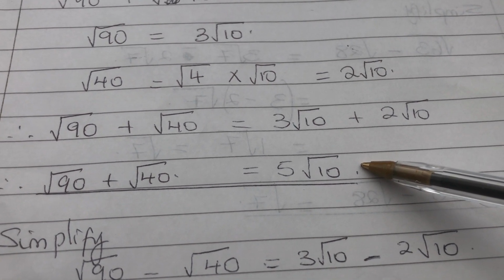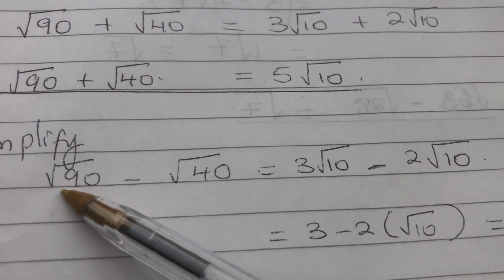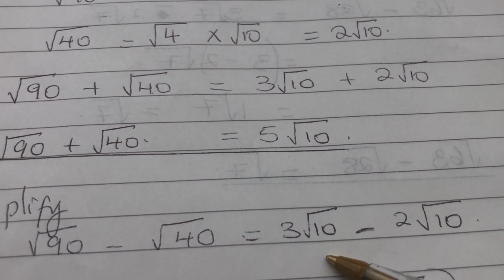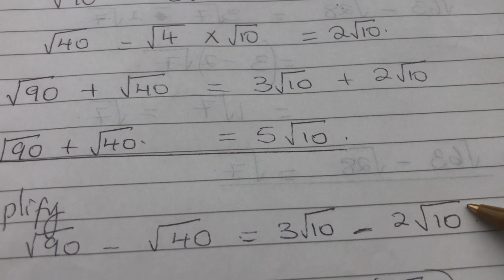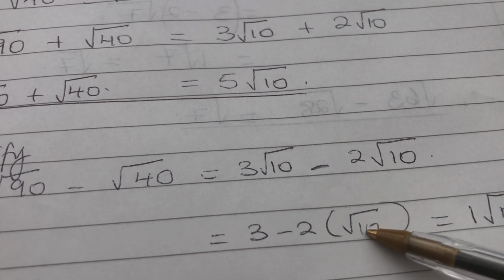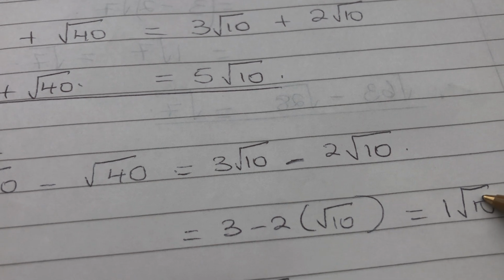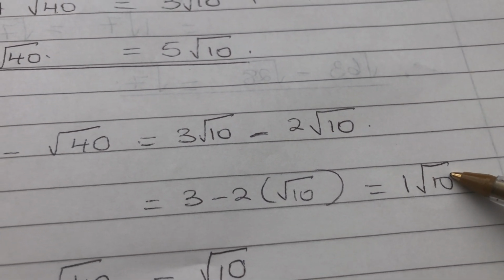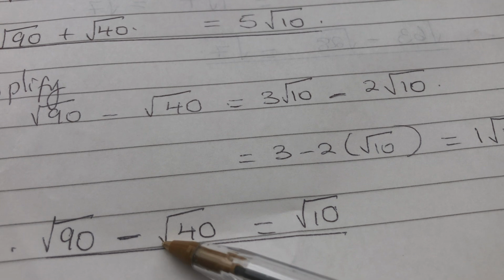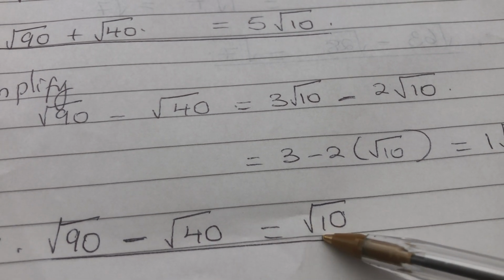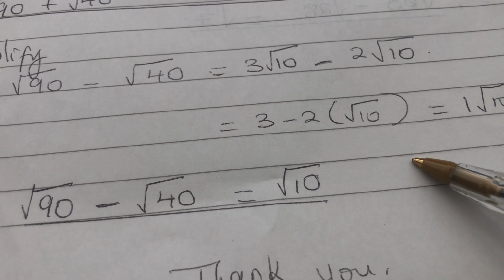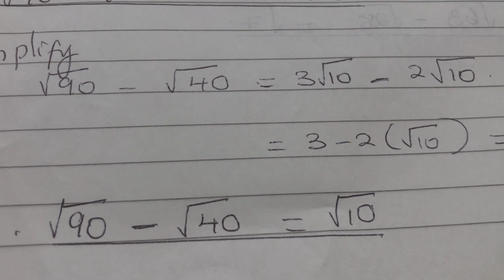Now in the same vein, if I'm subtracting root 90 minus root 40, it will be 3 root 10 minus 2 root 10. So that will be 3 minus 2 in brackets, root 10. 3 minus 2 is 1 root 10. So again, like 1b, we don't write 1b, but you can write b. So root 90 minus root 40 will become root 10. I hope I'm helping you.